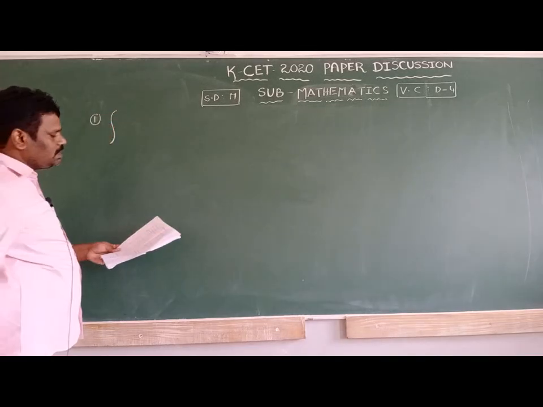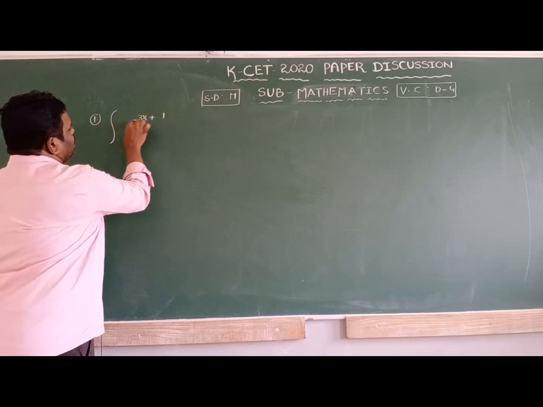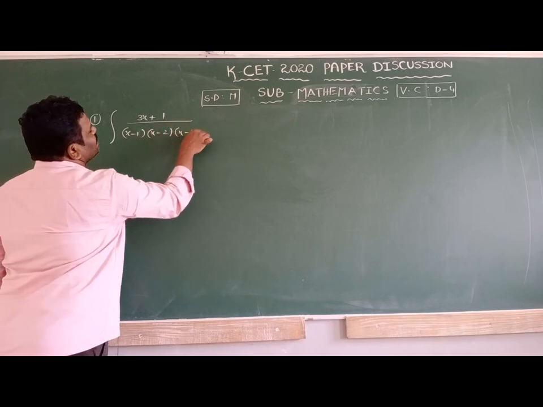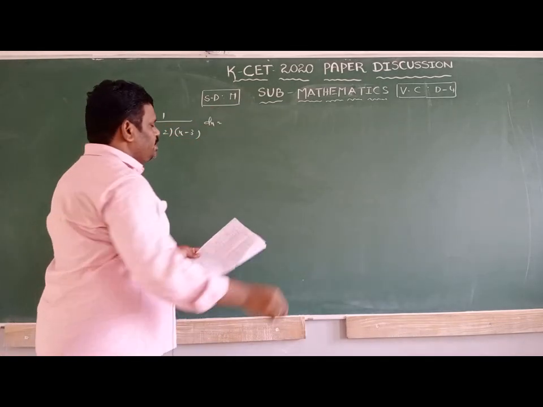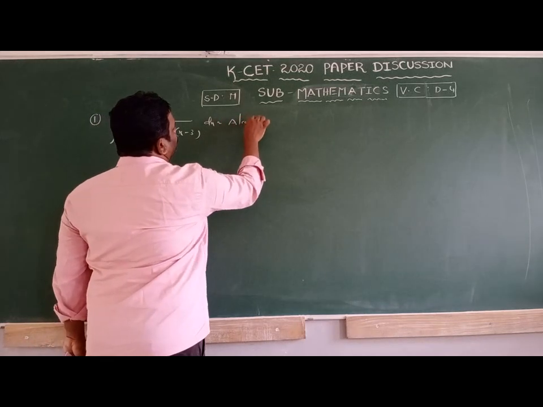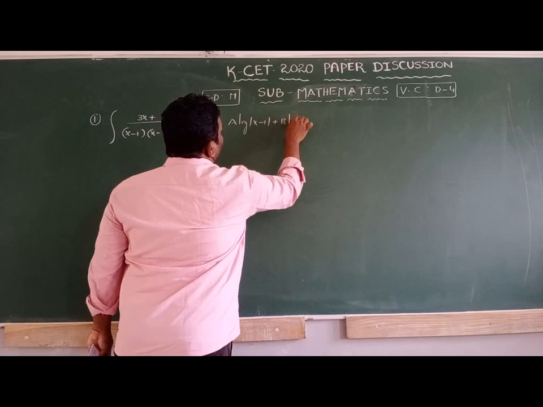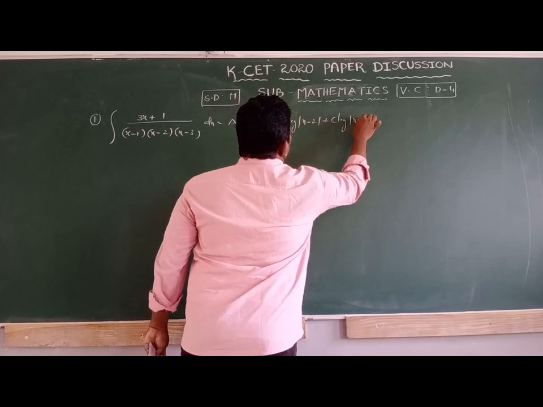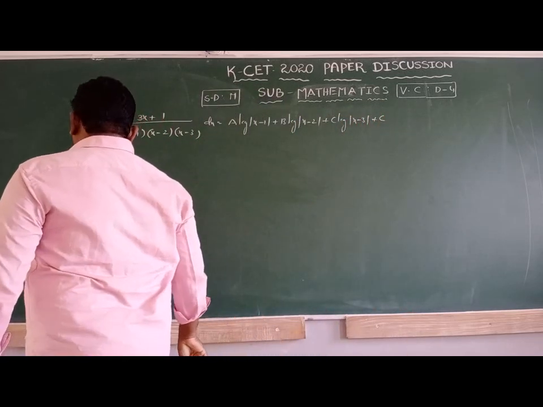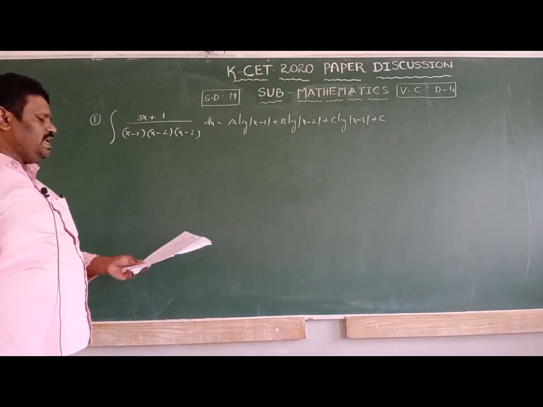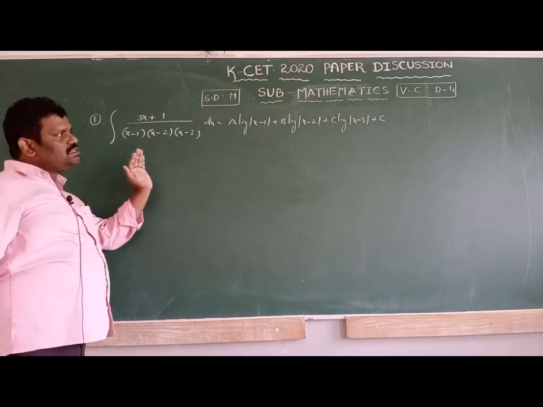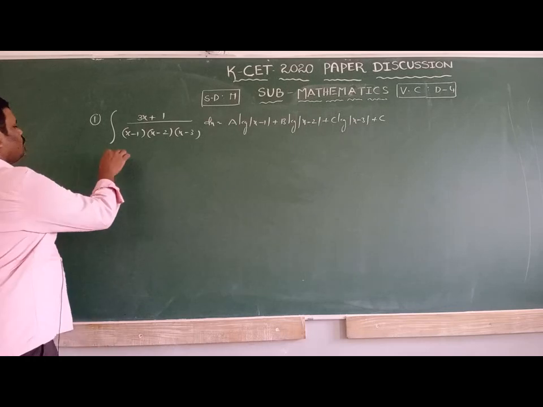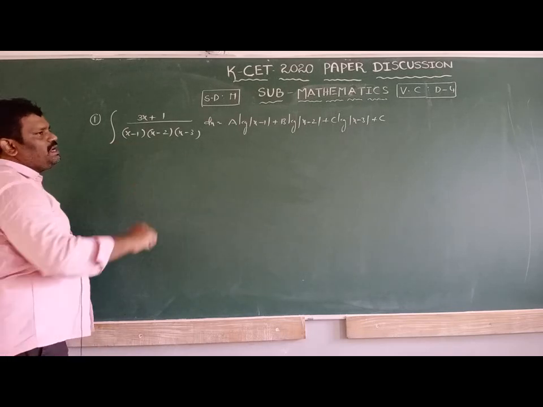Integral (3x plus 1) divided by (x minus 1)(x minus 2)(x minus 3) dx is equal to a log of (x minus 1) plus b log of (x minus 2) plus c log of (x minus 3) plus c. From that question, we are required to find the values of a, b and c. Whenever you see this type of partial fractions question in integration, how do we find it? First, in the denominator we observe non-repeated linear factors.